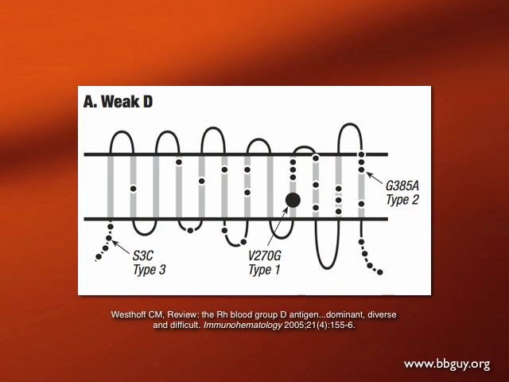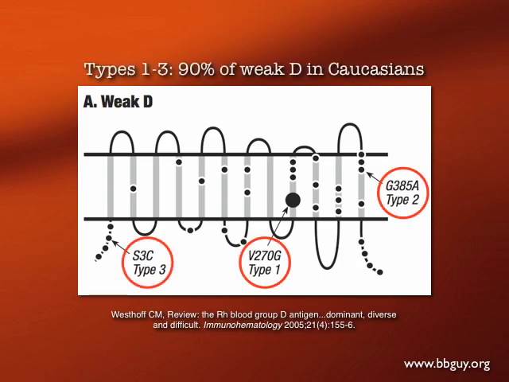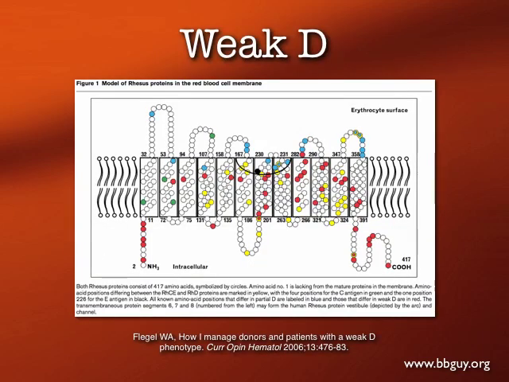And if you look, again, this is from Connie Westhoff's article, every place where you see a black dot is a mutation that is associated with weak D. Again, the vast majority of them are either in the membrane or inside the red cell. It's thought that leads to decreased binding of the D antigen to the red cell surface, so as a result, a decreased amount of functional D present at the surface for detection. Again, I mentioned types 1 through 3 are the most common in Caucasians, make up 90% of weak D in Caucasians. More on that shortly.